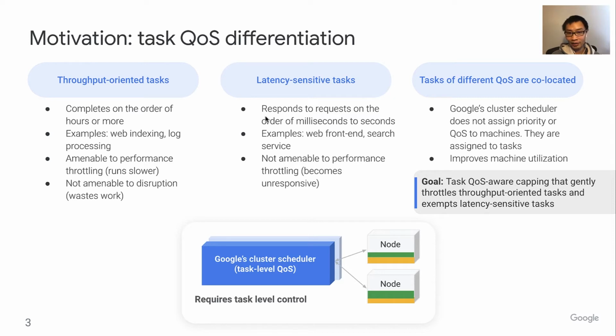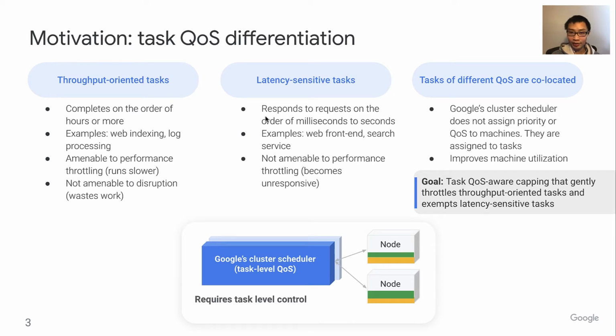Latency-sensitive tasks are different. They respond to requests on the order of milliseconds to seconds. Examples are web front-end and search service. They are not amenable to performance throttling because they may become unresponsive.